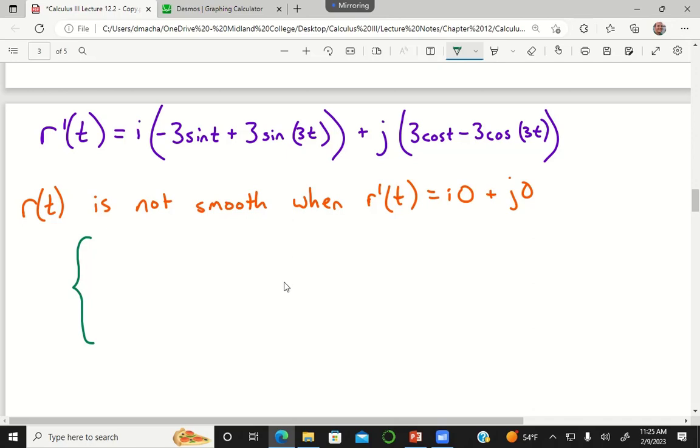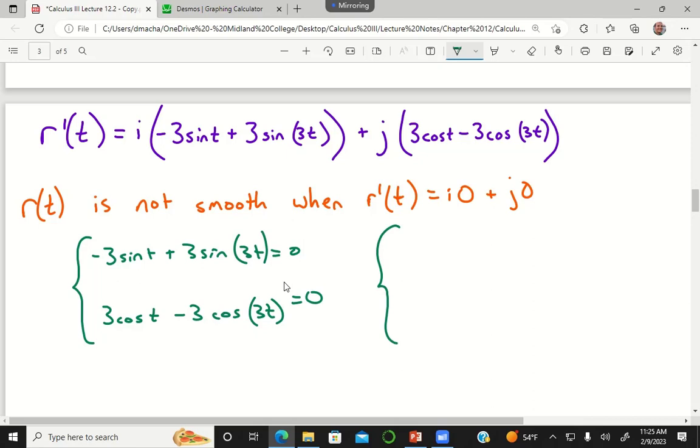So I'm going to set the i component equal to 0: negative 3 sine t plus 3 sine 3t is equal to 0. My j component is 3 cosine t minus 3 cosine 3t equals 0. I could rewrite this system and write sine of 3t is equal to sine of t, and cosine of t is equal to cosine of 3t.